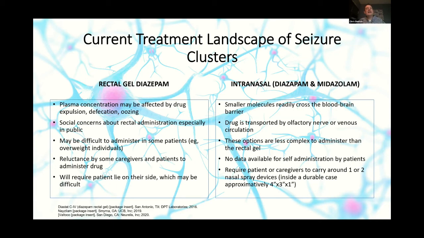So then more recently, nasal preparations came along as a new way to give medications that weren't rectal. The nice thing is that they're small molecules, so they cross the blood-brain barrier much easier. It's less complex to administer than a rectal gel. Some of the drawbacks: there's no data in terms of self-administration, so it's unclear whether it's safe to give yourself if you're able to do so. And it can be difficult from a portability standpoint to carry them around. They're a little bit bigger, and oftentimes you have to carry 2 of them around, so that can be a challenge with the portability aspect of it.